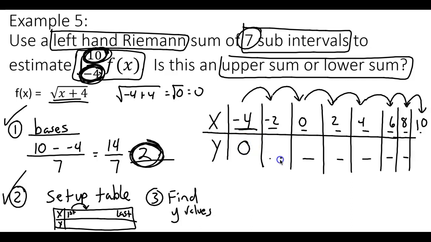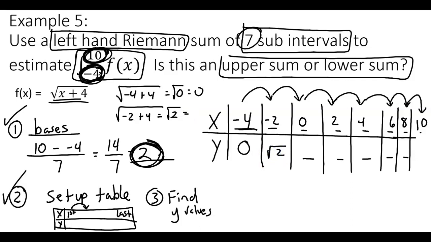Now as for my next one, it's probably not going to come out to be a nice number. Let's see. If I plug in -2, I get 2. Now the square root of 2 is not a nice number, but that's okay. We really don't care. Just put square root of 2 there. It's good enough. I'm going to go ahead and keep doing that.